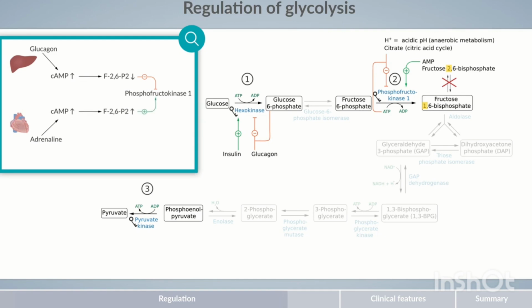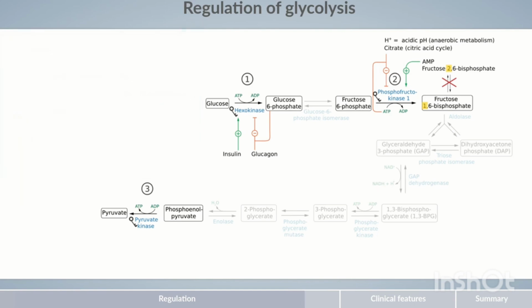This ensures that glycolysis primarily covers the energy demands in vital organs such as the heart, while the energy supply of less important organs, such as the liver, is reduced. If you'd like to find out more, just click on the link which will take you to the corresponding information in our library. The regulation of pyruvate kinase is again somewhat easier to understand.